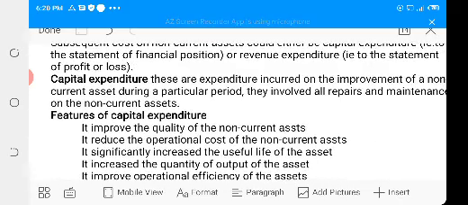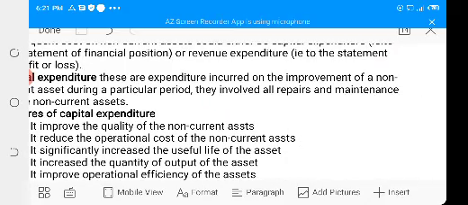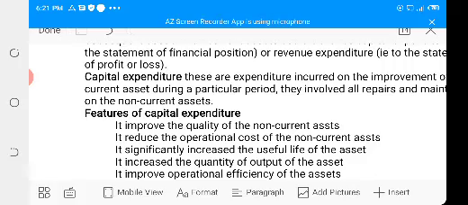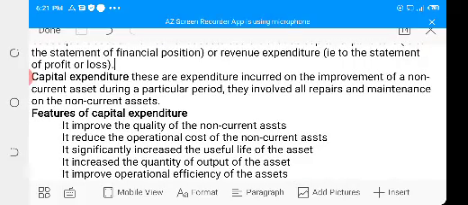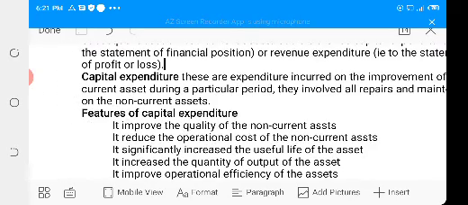I said capital expenditure, these are expenditure incurred on the improvement of a non-current asset during a particular period. They involve all repairs and maintenance on the non-current asset. So any repair and maintenance that you do on the non-current asset that improves the quality of that asset or increases the income capacity of that asset, you are saying is a capital expenditure.